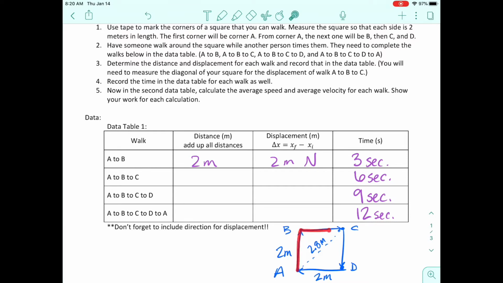From A to B and B to C, the distance, you want to add up. 2 plus 2 is going to be 4 meters. And the displacement is this diagonal line that we measured from A to C. It's going to be 2.8 meters.